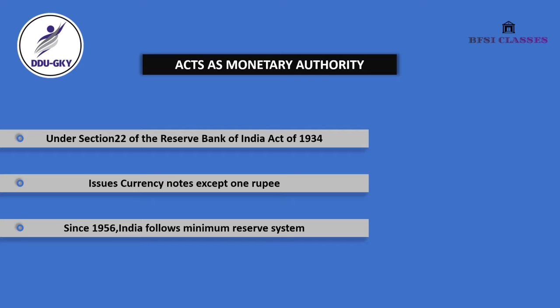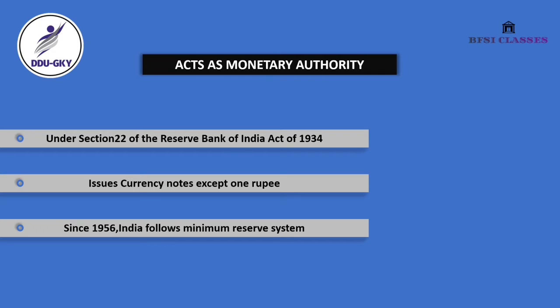Up to 1956, India followed a proportional reserve system. But from 1956, India follows a minimum reserve system. That means RBI needs to keep a minimum of 40% of reserves to print any volume of currency notes. This reserve can be in the form of gold or government securities.